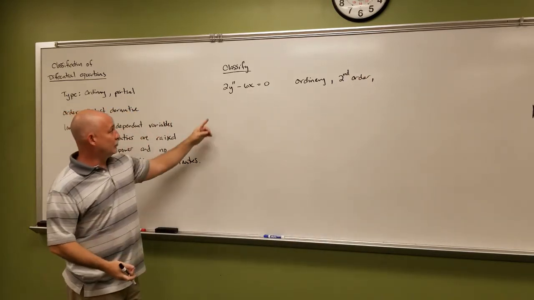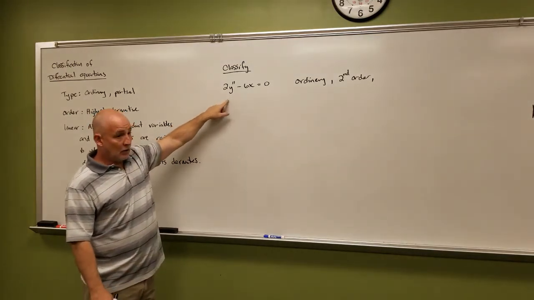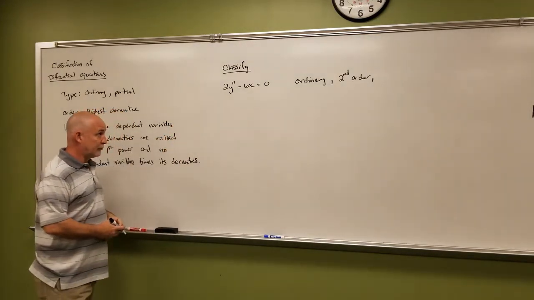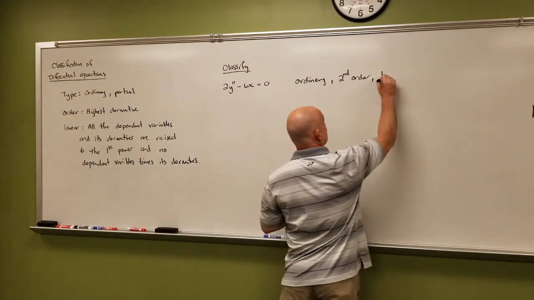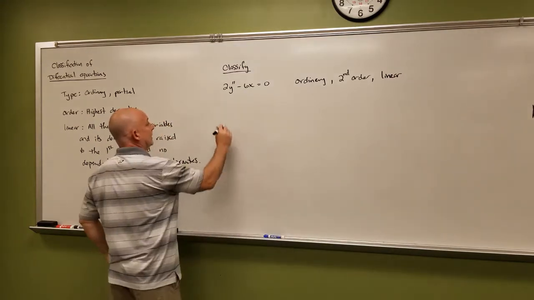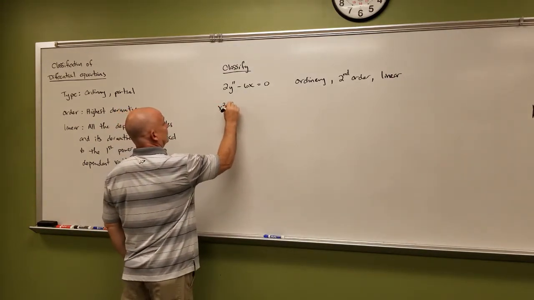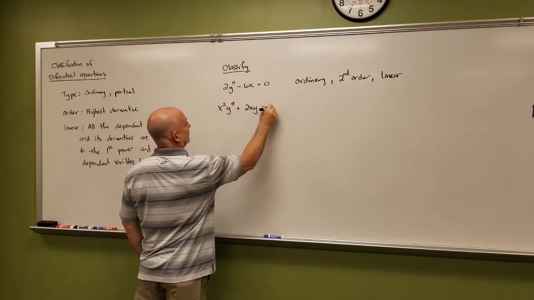Well, in this case, I'm only looking at the dependent variable, which is y. All y's and its derivatives are only raised to the first power, and we don't have any y stuff multiplied together, so this is linear. What if I had x squared y triple prime plus 2xy equals 0.